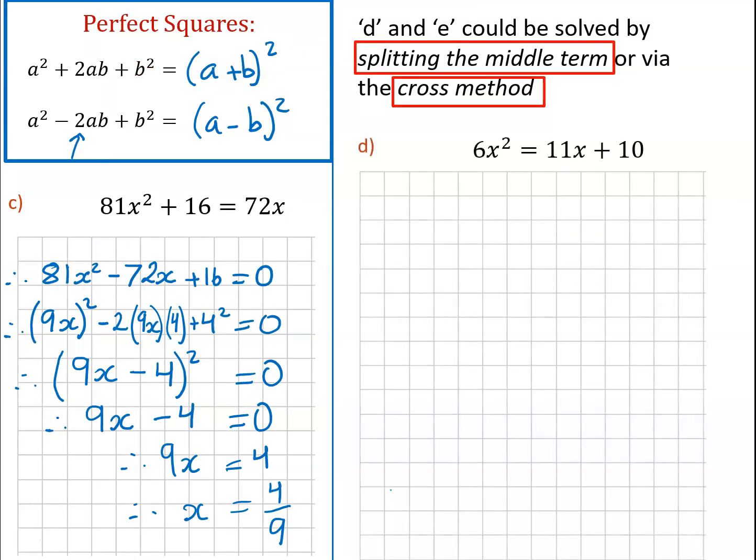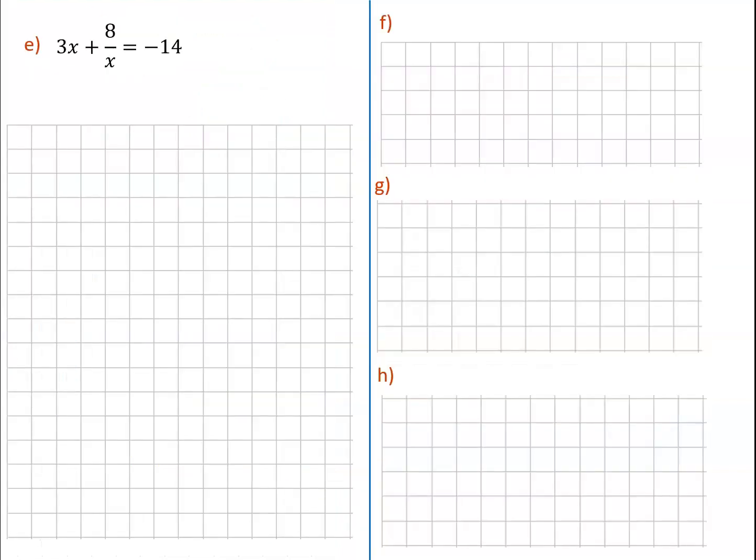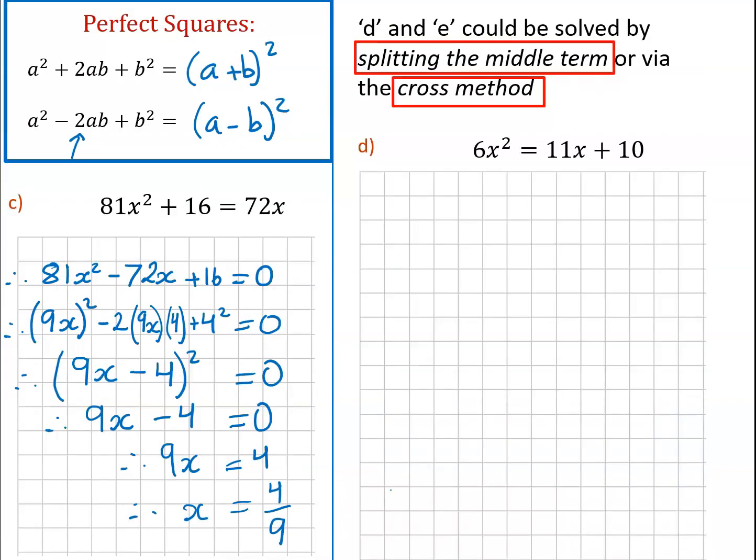For questions D and E, it's telling us that we could solve it by either using what's called splitting the middle term or by the cross method. Now we're going to practice both here. So first of all, let's practice splitting the middle term.